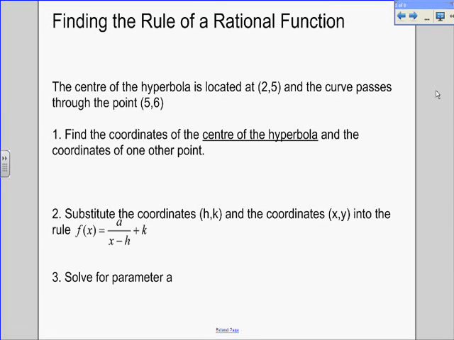So we have a good understanding now of what a rational function is and what its graph looks like. So let's take a look at how we find the rule of a rational function. So same as usual, I'm going to give you a couple of steps to follow.